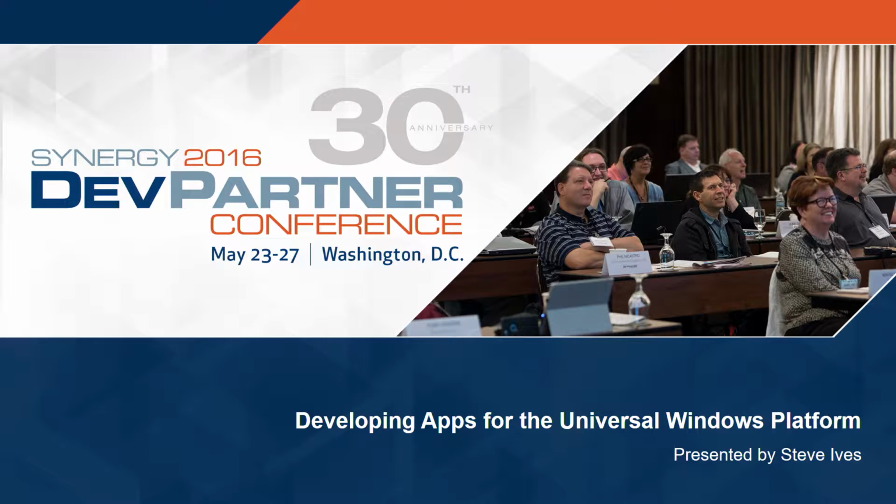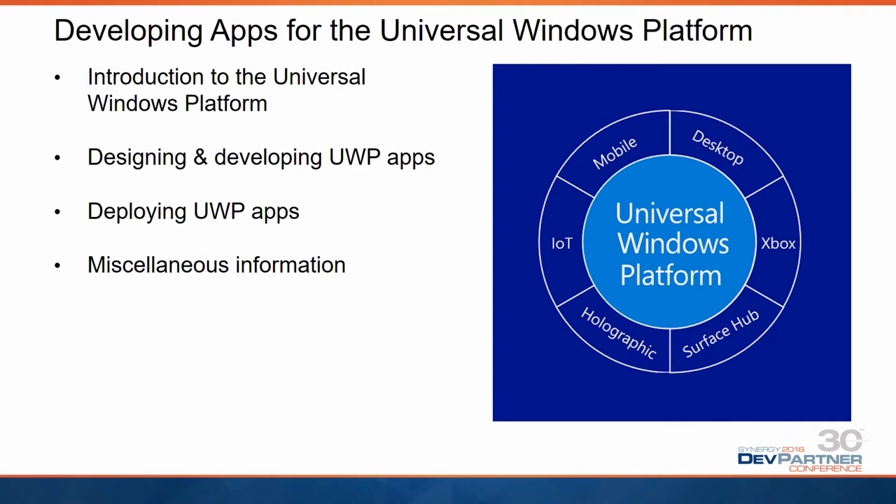This session is basically entitled Developing Apps for the Universal Windows Platform. And really, as I mentioned, what I want to do is just make sure you all have an understanding of what the Universal Windows Platform is all about, and some of the reasons why you might want to consider making the same decision that Turnkey did 12 months ago, or a little bit longer than that, and decide to develop for that platform.